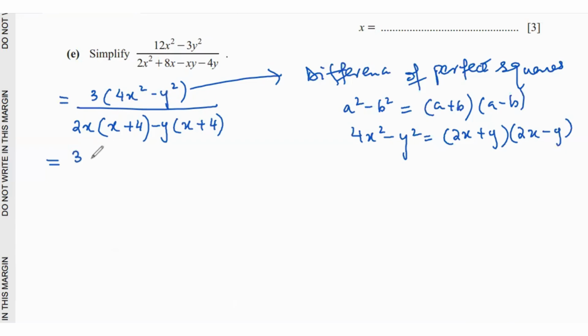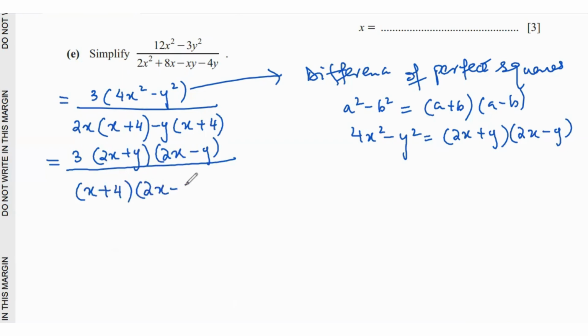So rewrite 4x squared minus y squared as 2x plus y times 2x minus y. Over in the denominator, we can take x plus 4 common from the two terms. So that leaves us with x plus 4 times 2x minus y. We can see that we have a 2x minus y in the numerator and denominator, so we cancel those out. And that leaves us with 3 times 2x plus y over x plus 4. So this is a simplified answer for this algebraic fraction.